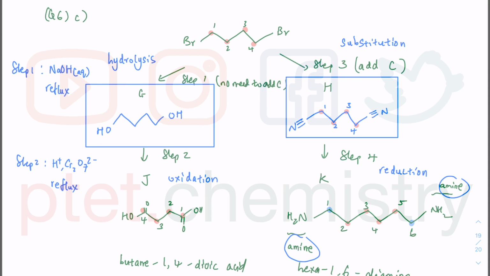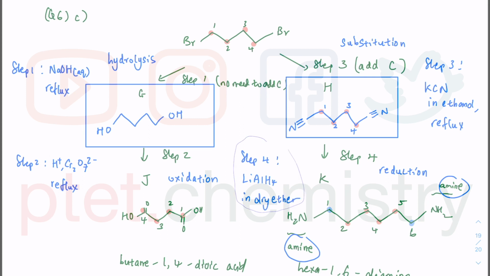For step 3, nucleophilic substitution with CN minus. So what I need is KCN or NaCN in ethanol, and I would need to reflux this reaction mixture. Okay. For reaction 4, this is reduction of nitrile to amine. So I need lithium aluminium hydride, and this is to be used in dry ether, as lithium aluminium hydride is very sensitive to water, so we always use it in dry ether, and we can reflux this as well.